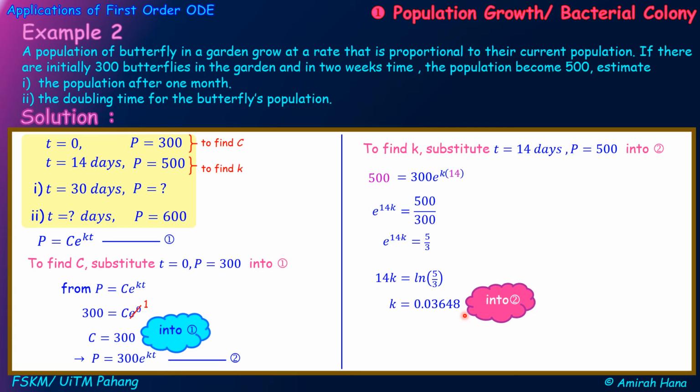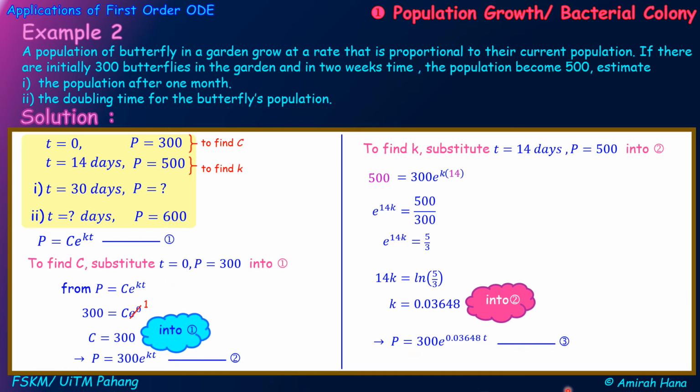After that, we substitute the value of K into equation 2. So we get P equals 300 e to the power of 0.03648 T. We substitute the value of K into K in equation 2, so we get this. So now P equals 300 e to the power of 0.03648 T. Then we can name it equation 3.